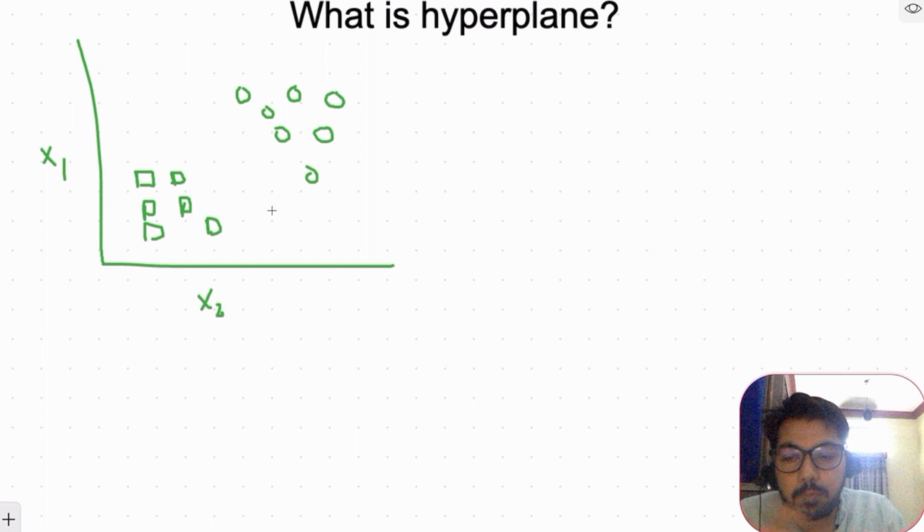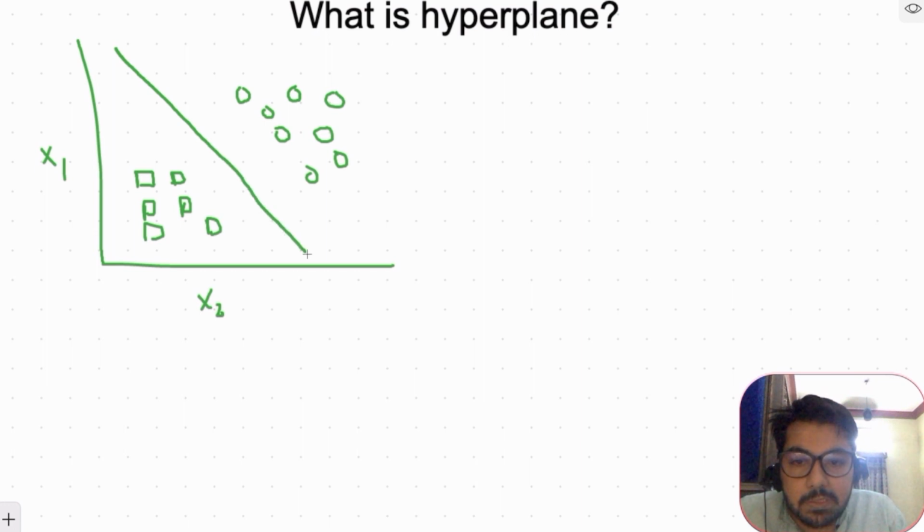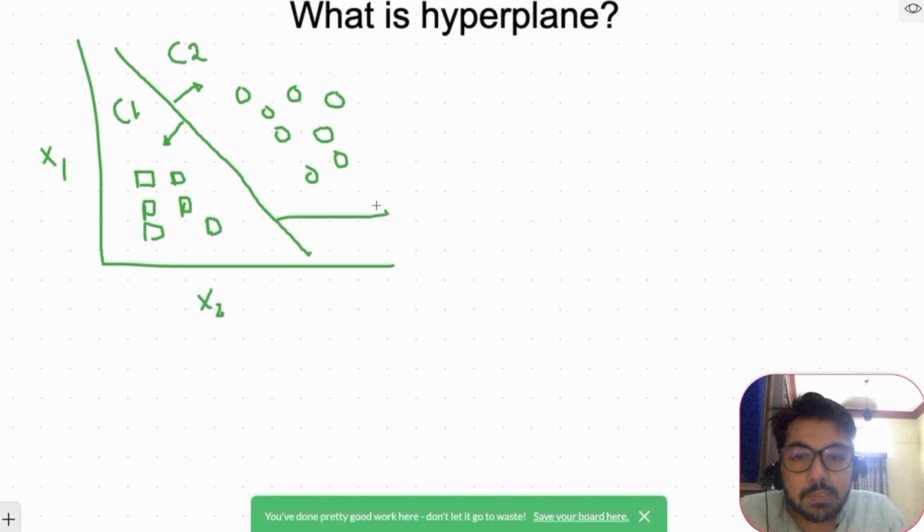So when I plot them on the graph of x1 and x2, I would be plotting the circles on the later half of this graph. The squares are closer to the origin, and the circles are far away from the origin. If I draw a line like this, then I could say everything above this line is a circle, everything below this line is a square. So this line basically divides the two classes, class 1 and class 2. This line is known as a hyperplane.